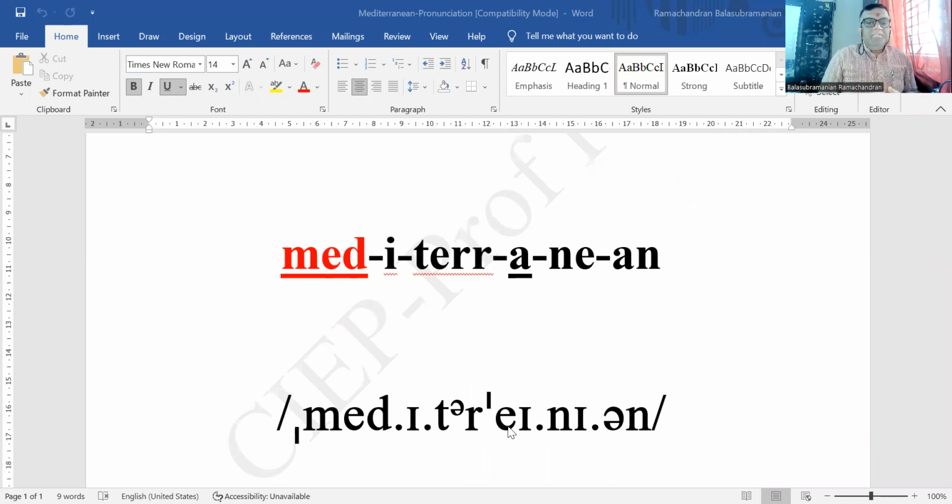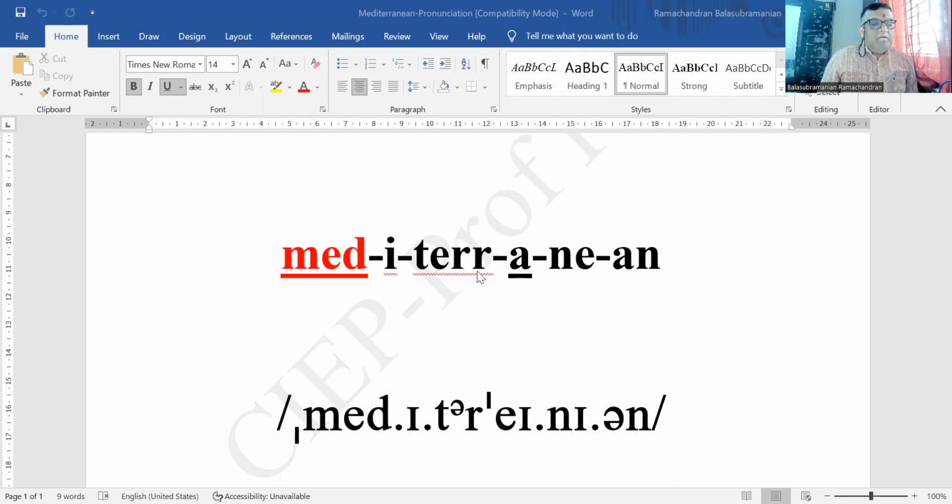So based on this, if you look at the number of letters, I mean, if we were to apply that rule, then ter would be the primary stress syllable. It would be Mediterranean. And there's one more logic for A to have the primary stress.